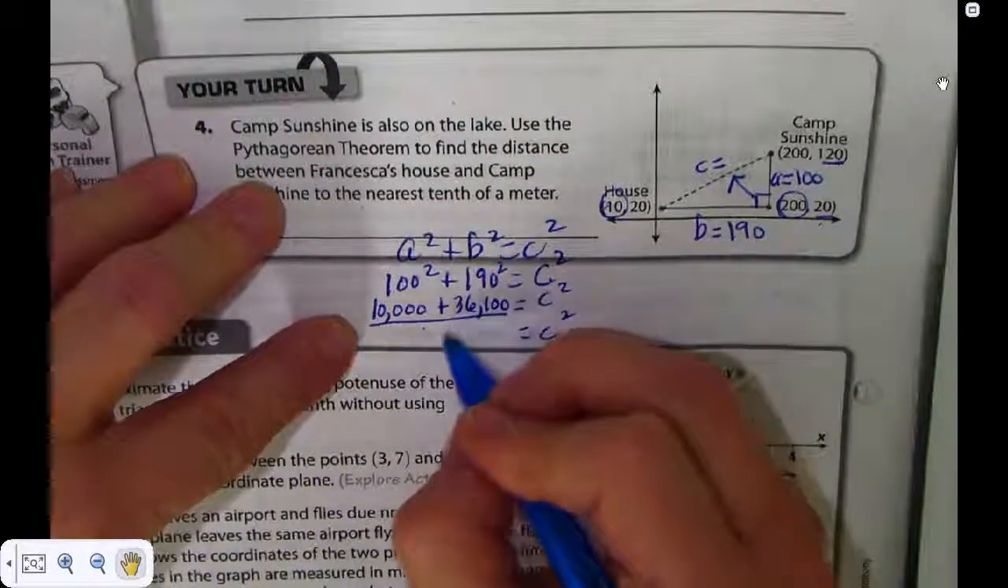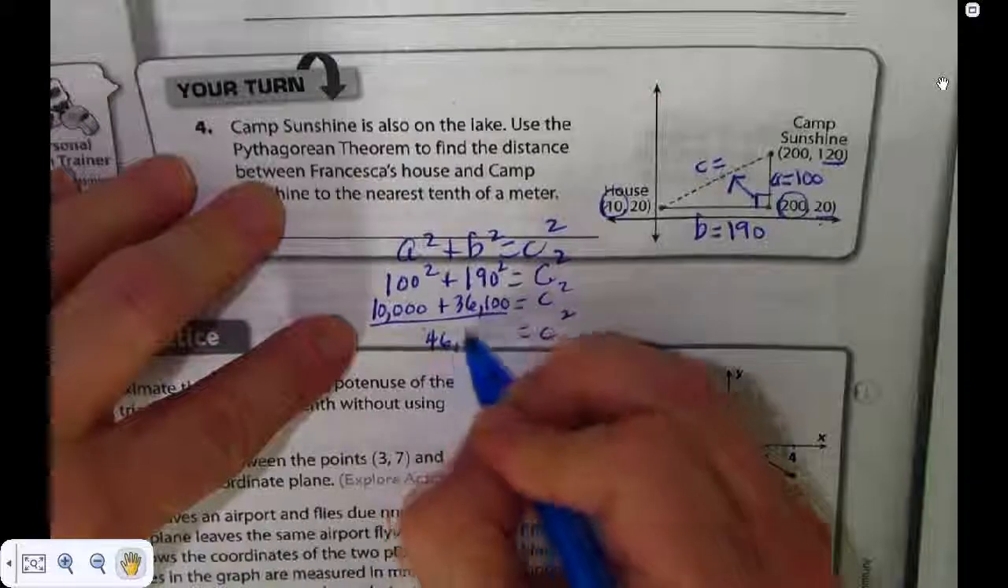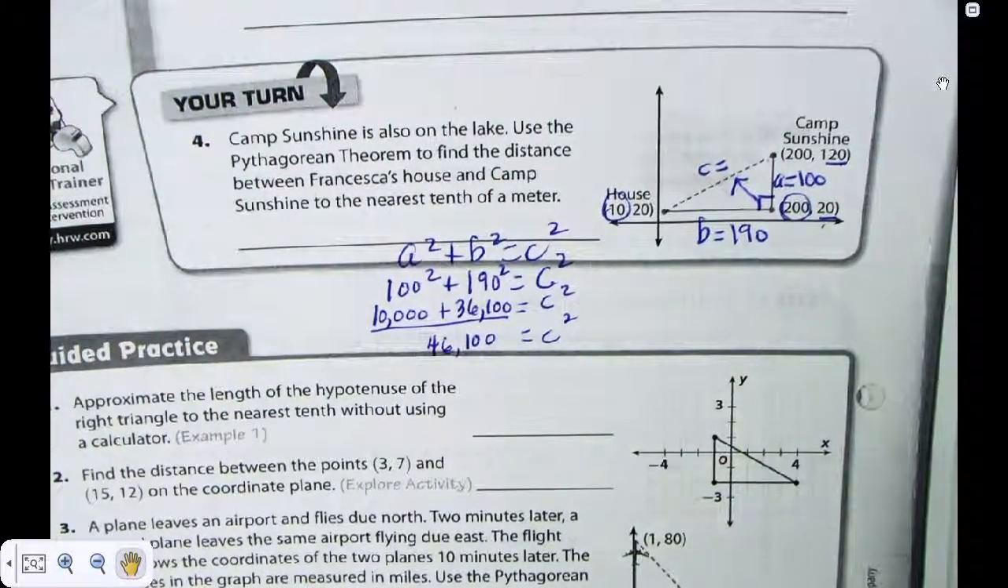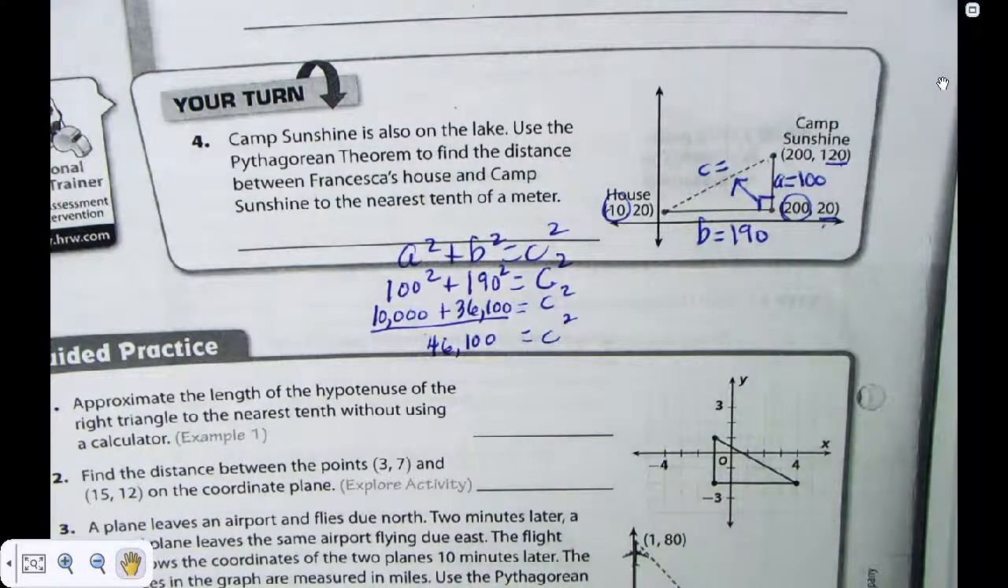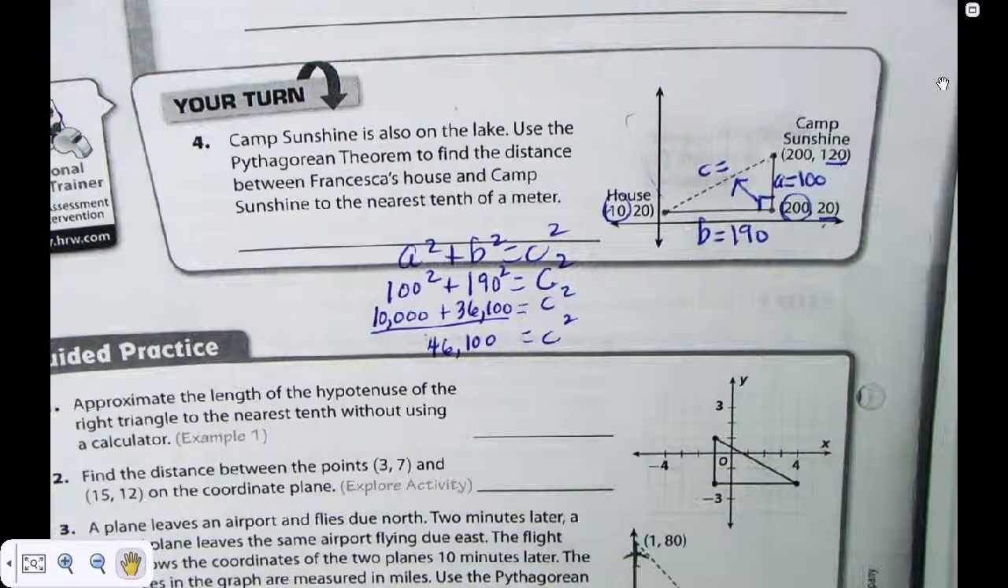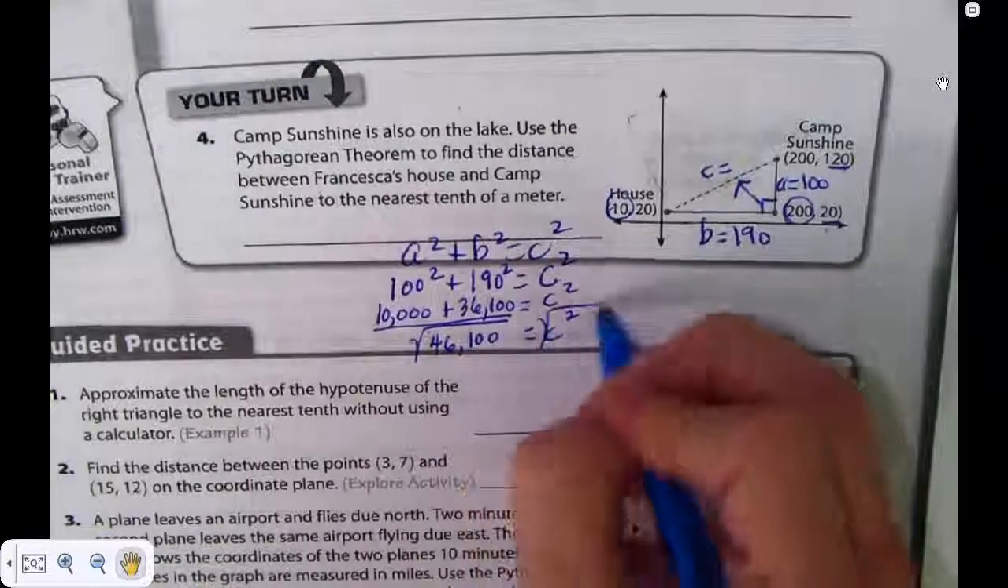10,000 plus that is going to give you what? 6,100. Stop. Freeze. Think. Am I getting c squared or c? I want the area of this side. I want c. I want c, don't I? So I'm going to have to get the square root.